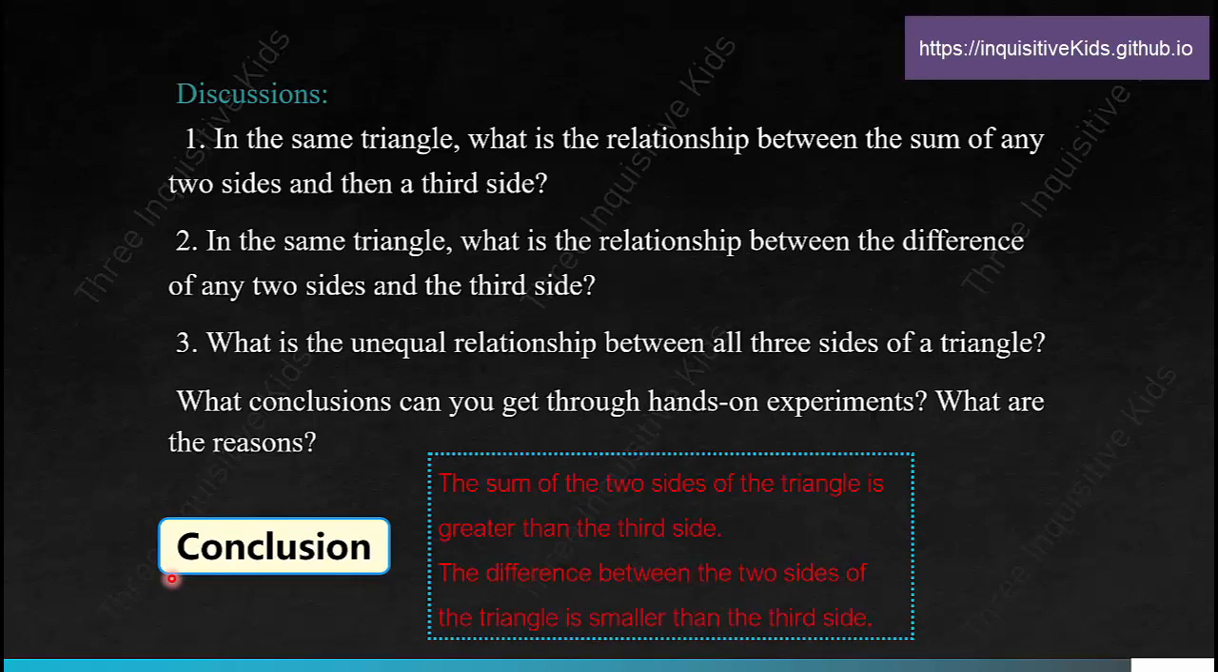The sum of 2 sides of a triangle is always greater than the third side. Remember, this isn't just a carefully picked out two sides. It's random selection. The difference between the two sides of a triangle is always smaller than the third side.